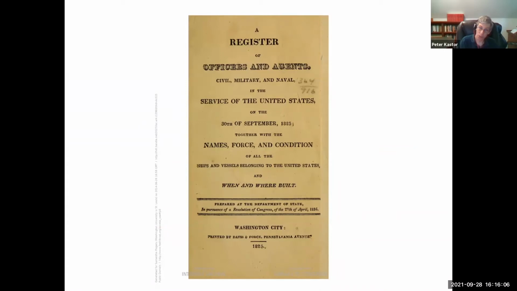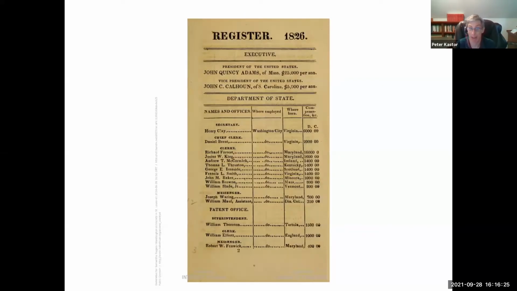Now, first in 1792, and then in 1802, and then beginning every other year in 1816, finally, Congress required the government to produce a list of all its employees. And I don't mean finally because that prevented corruption. I mean finally because it made my project easier. And then you get something that works a lot better. So you get a document like this.